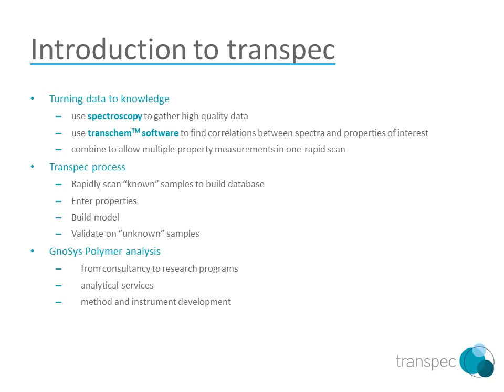The TranSpec process involves building a database where calibration samples are entered rapidly, which can either be produced or come from historic samples. The properties of interest are then added and a model can then be built using the TransChem software. The models can then be tested with blind or unknown samples to validate. TranSpec has been developed by Gnosis due to our interest in polymer analysis, where we carry out work from consultancy to research programs, analytical services to method and instrument development.